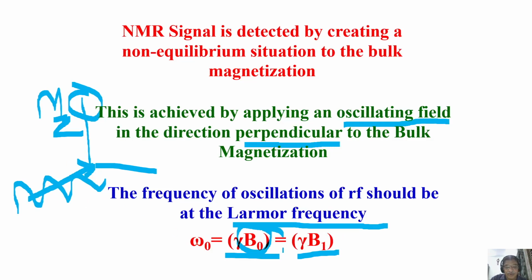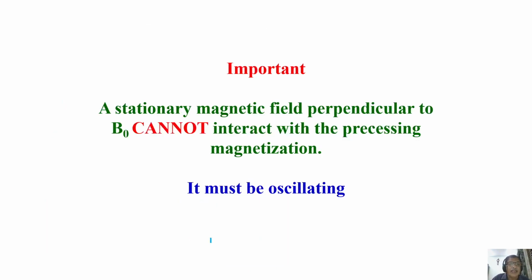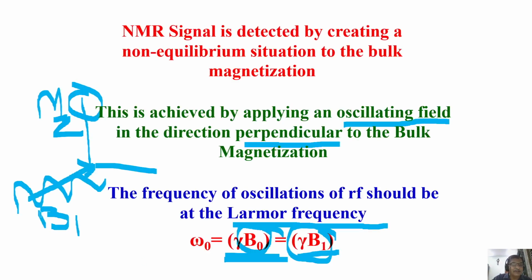When you apply a radio frequency pulse, this is called a B1 field, and this frequency is gamma into B1. So gamma into B1 must be equal to gamma into B naught. This is the resonance condition. When this condition is met, you will tilt the bulk magnetization from the Z axis to the X or Y axis. Of course, depending on the axis you apply it in, you will tilt it in a corresponding axis. We will worry later about how it is tilted by using the right hand thumb rule.